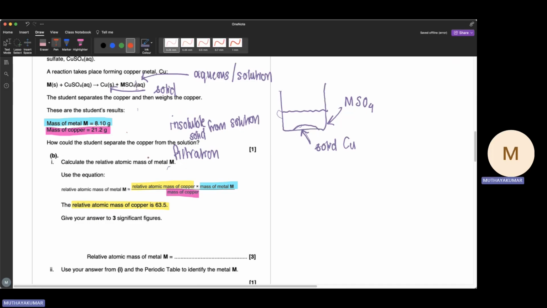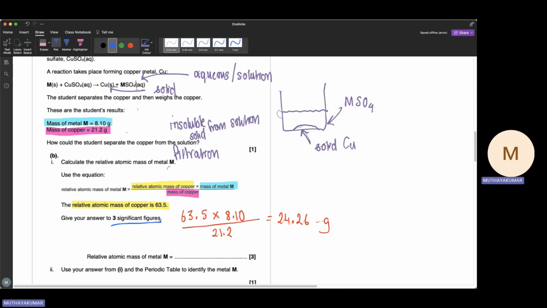So if we sub all of that in, we're going to do 63.5 multiplied by the mass of metal M, 8.10, divided by the mass of copper, 21.2. And this gives us 24.26. Now we need to make sure that we read the entire question because we're told that we need to give our answer to 3 sig figs.